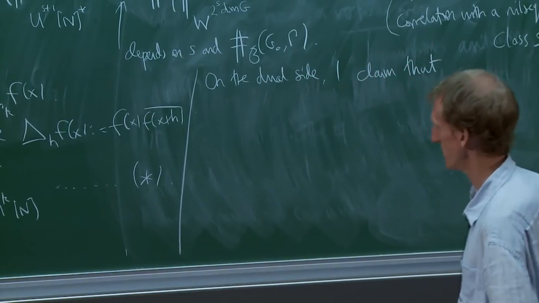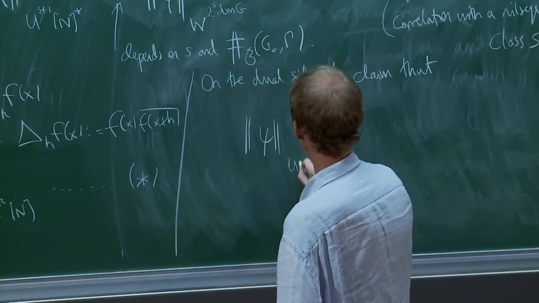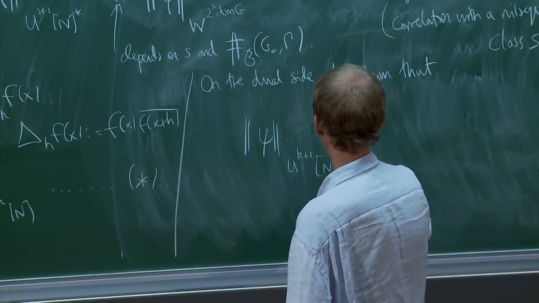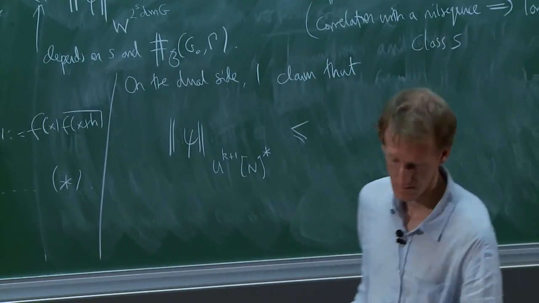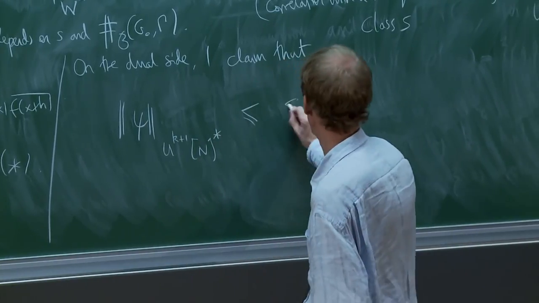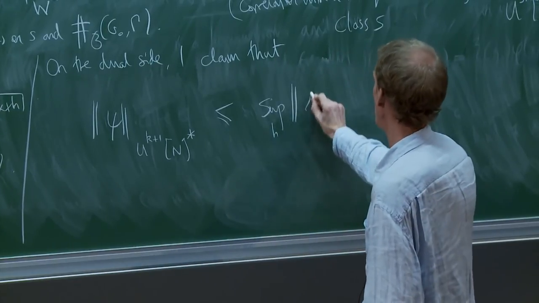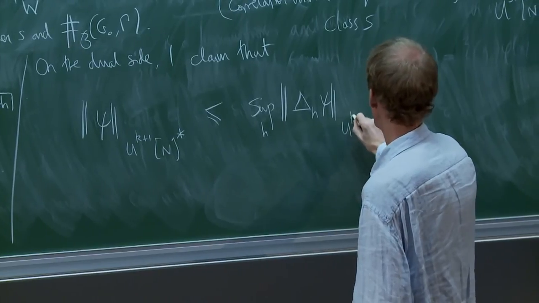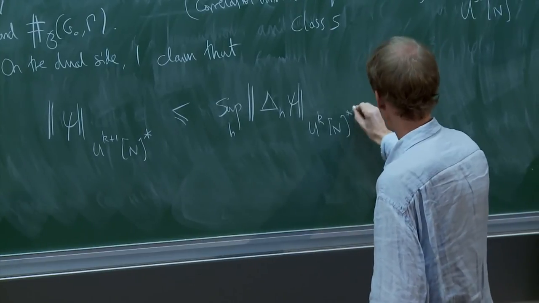My claim is that the Gowers dual norm, U^(K+1) of N, star, is bounded by the supremum over h of the dual norm of the derivative to the power 1/2.